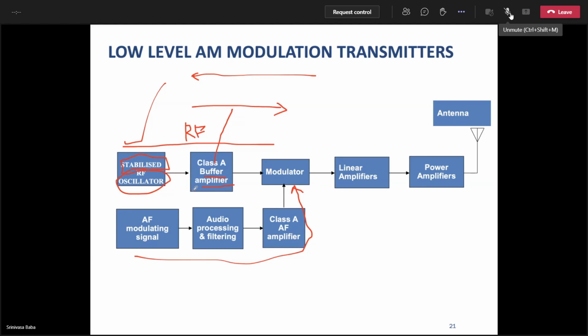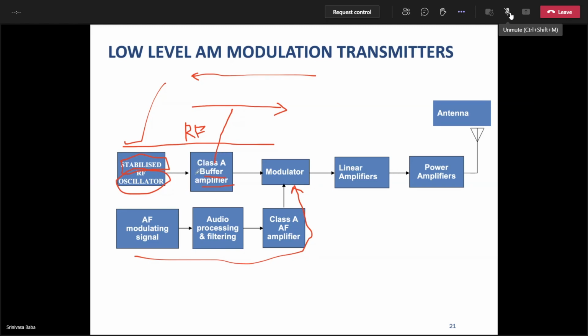So buffer amplifier is an isolating amplifier that isolates the oscillator circuit from the rest of the blocks in the return direction, not in the forward direction. In the forward direction, the oscillator is coupled to the rest of the blocks, whereas if there is any reflected signal, any return current, that return current should not reach the oscillator because it spoils the oscillations of the stable oscillator. So in order to protect your oscillator, we need a buffer amplifier.